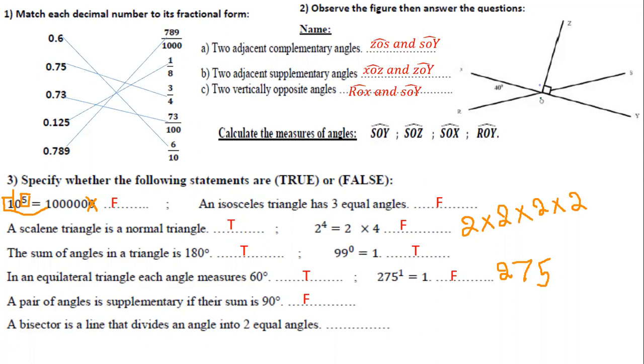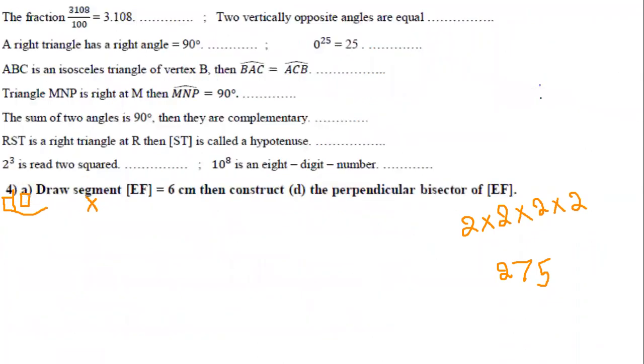Now let me ask Angelina again. Yes, miss. A bisector is a line that divides an angle into 2 equal angles. True or false? True. Yes, this is true. Bravo. Now we go to the second part of our question. We are still with the true false question.